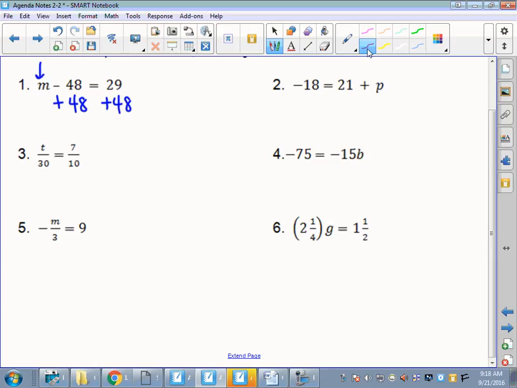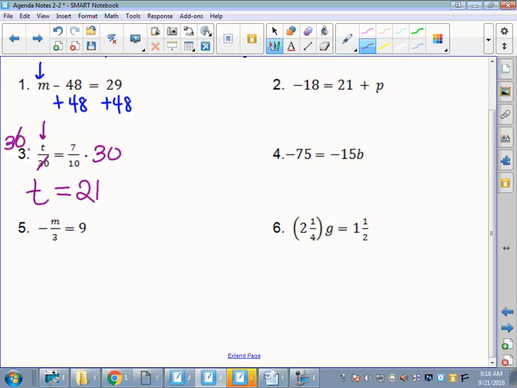Problem number 3, notice my variable t over 30 equals 7/10. Well, my t is over 30, so if I want to get the t by itself, I'm not even going to worry about the 7/10. I'm going to know that I need to get rid of that 30 to isolate the t. What's the inverse operation for over or division? Multiply by 30. Those guys cancel out, and I'm left with whatever that mathematical statement is, which I think is going to be 21. Check the math. Make sure you know how to do that on your calculator.